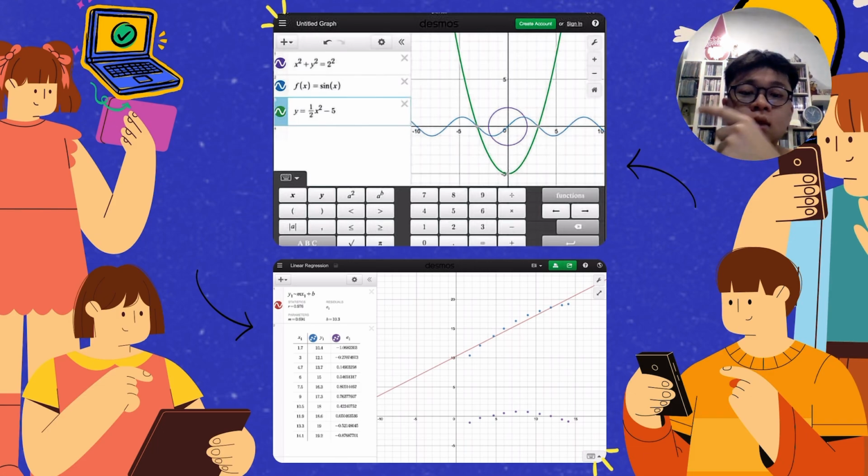So as you can see, here are some pictures of the app and how you can use it. With all the numbers and keyboards, you can just type out the equations you would like to see and it basically shows it to you visually.